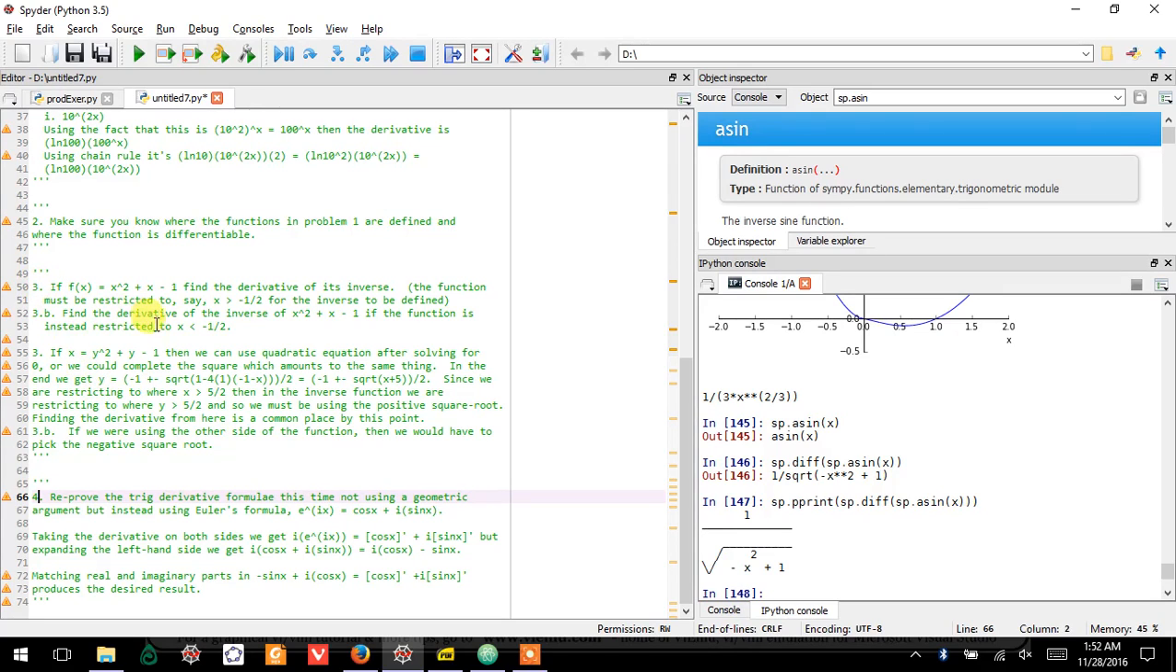So moving on to the rest of the problems, we want to find the derivative of the inverse of this function restricted to where x is... oops, I think I said in one place 5/2 when it should have been -1/2. I'm not sure how that mistake got made, but these should be -1/2 in my solution.